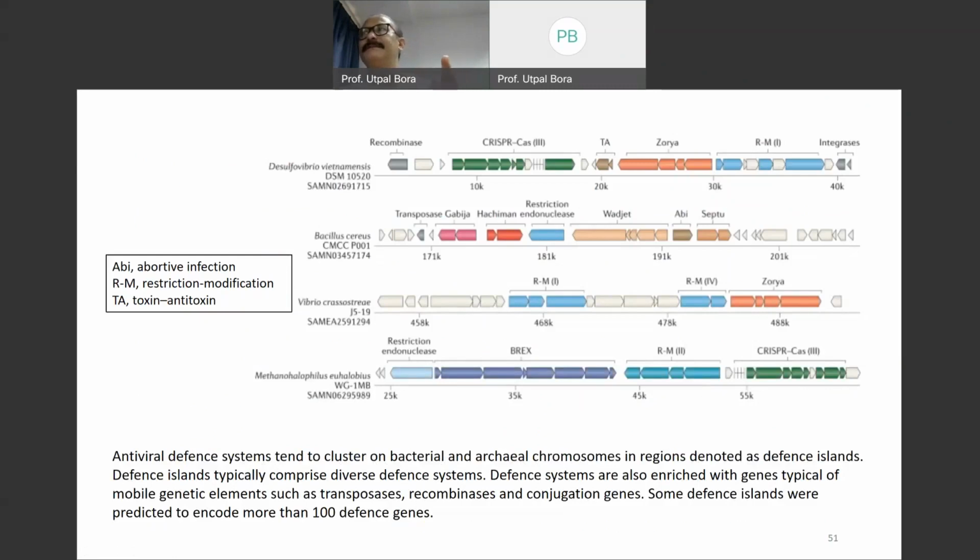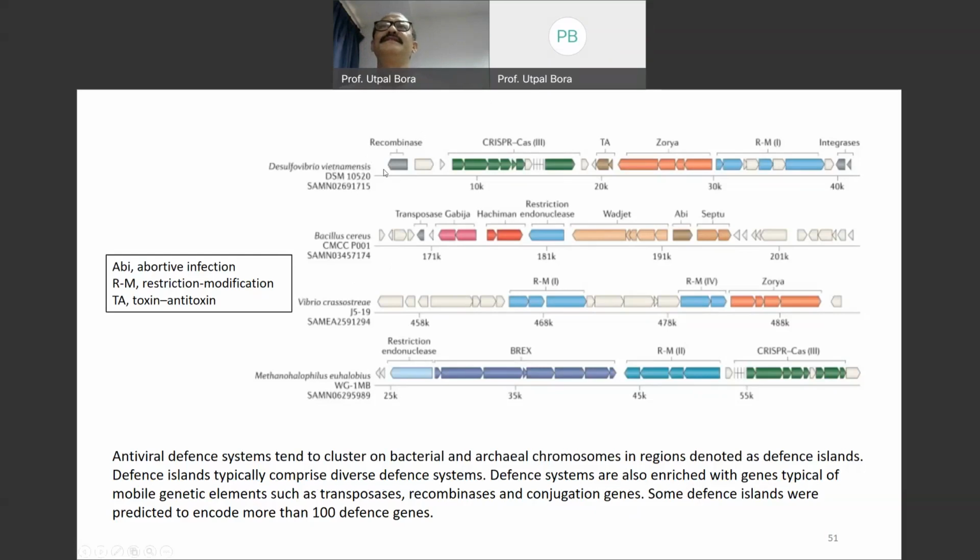So it's something like the army living in a cantonment. You have all the different kinds of army, whether the infantry or the paratroopers, all living in the same cantonment. And maybe sometimes the Air Force, the Navy, wherever, for strategic reasons they may live in the same locality for logistical, strategic purposes. So in bacteria also, all these defense systems tend to remain in the same genomic loci.